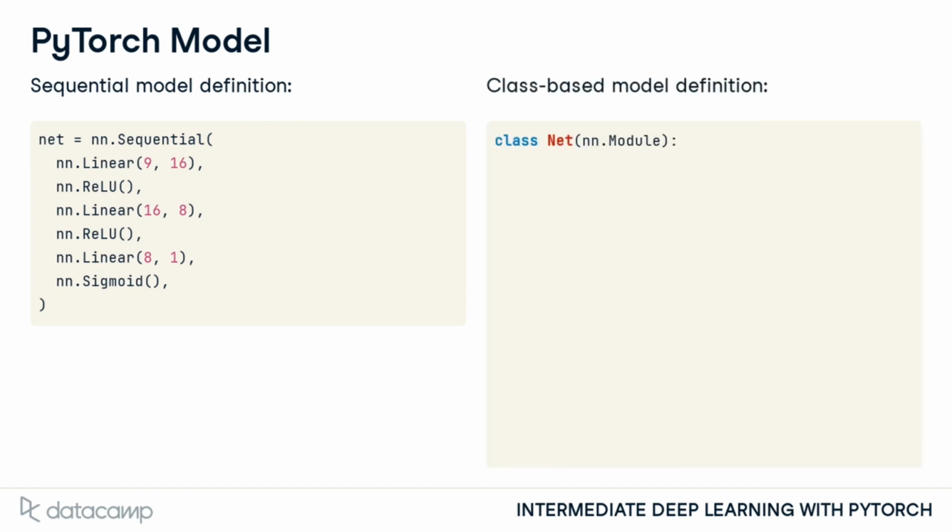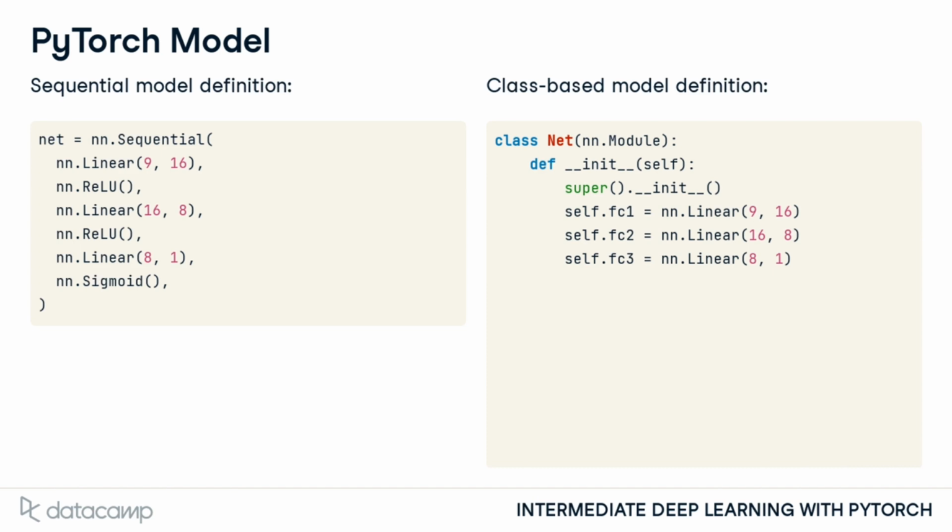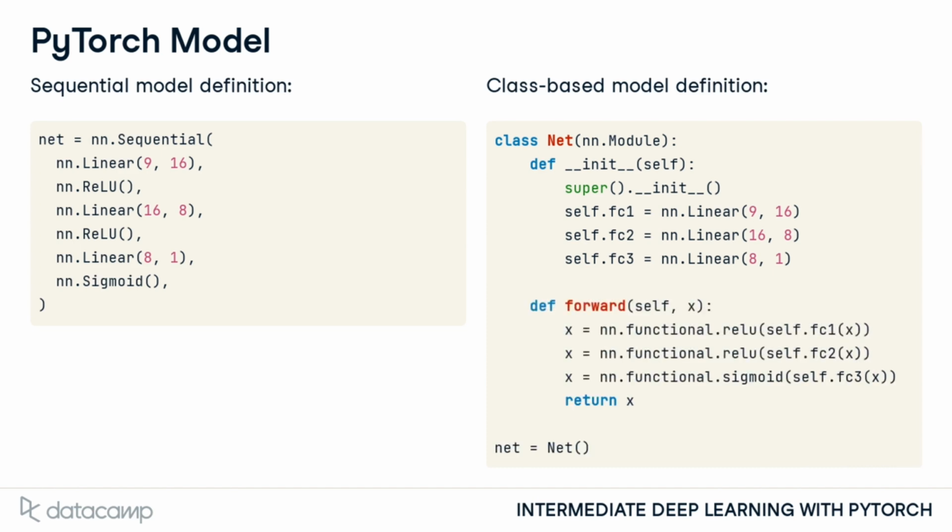The net class is based on the nn.Module, PyTorch's base class for neural networks. We define the model layers we want to use in the init method. The forward method describes what happens to the input when passed to the model. Here, we pass it through subsequent layers that we defined in the init method, and wrap each layer's output in the activation function.